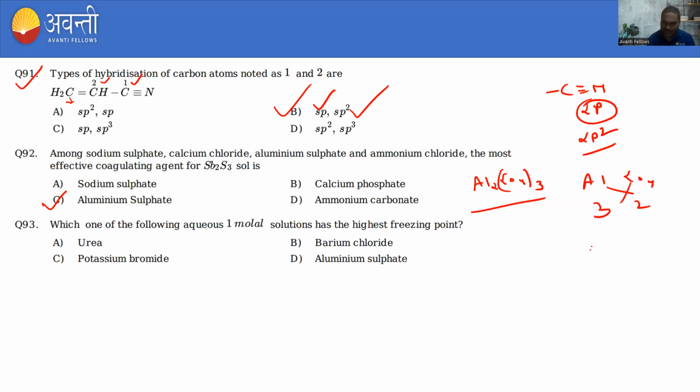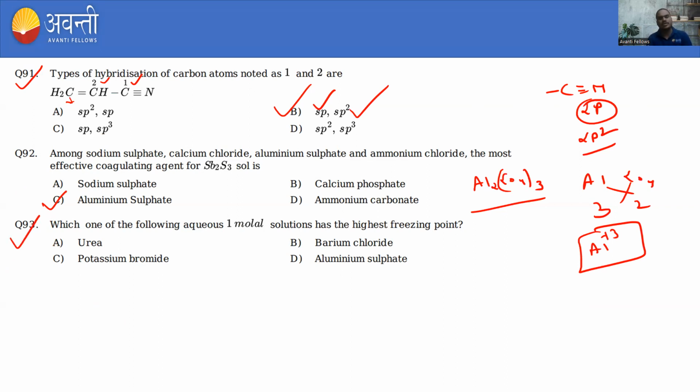Why? Because aluminum has a plus 3 charge, and according to the Hardy-Schulze rule for coagulation of a negative sol, Sb2S3 is a negative sol. So for coagulating a negative sol, we need those ions which have the highest positive valency. Aluminum has plus 3 valency and plus 3 oxidation state, so it is used as a coagulating agent. Okay, move to the next question, that is 93.